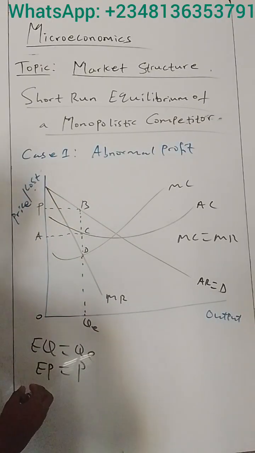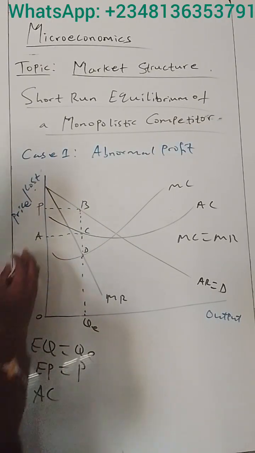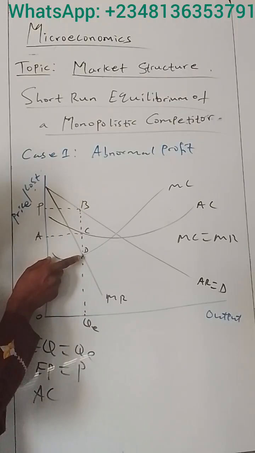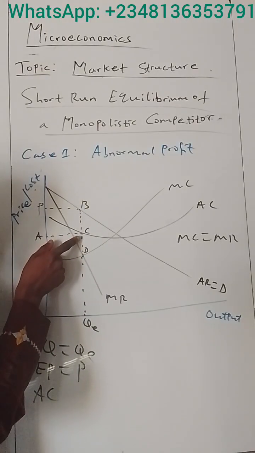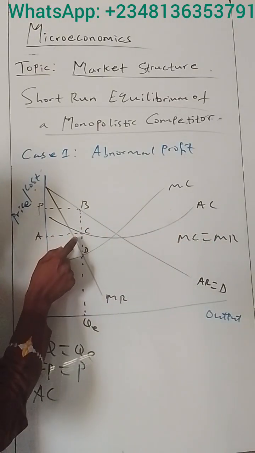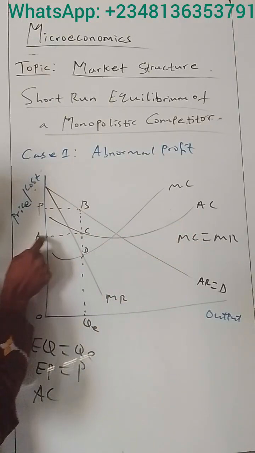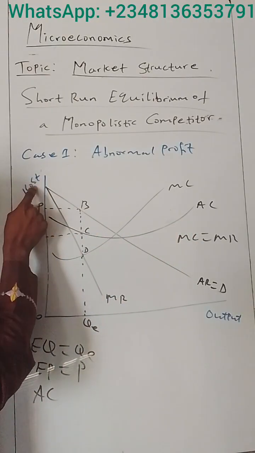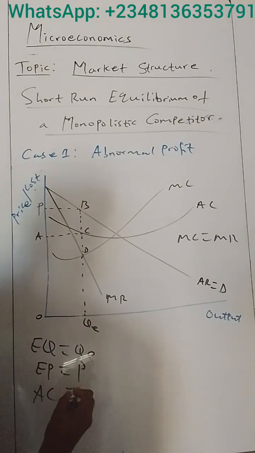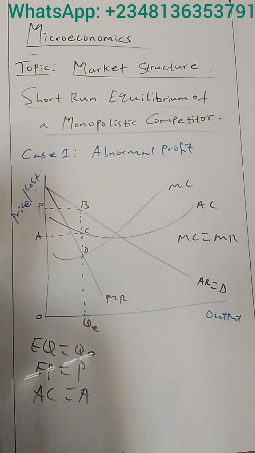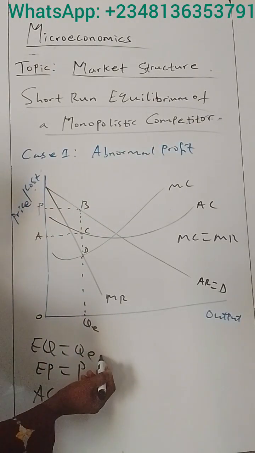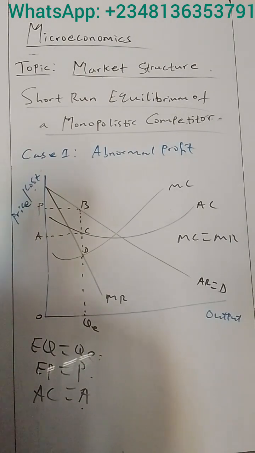Now, what is the average cost at this equilibrium level? We go back to equilibrium and continue to trace until it touches the AC curve. It touches the AC curve at point C. Then we trace it to the cost axis. So we have AC equals A. So this is the equilibrium quantity, this is the equilibrium price, and this is the average cost.